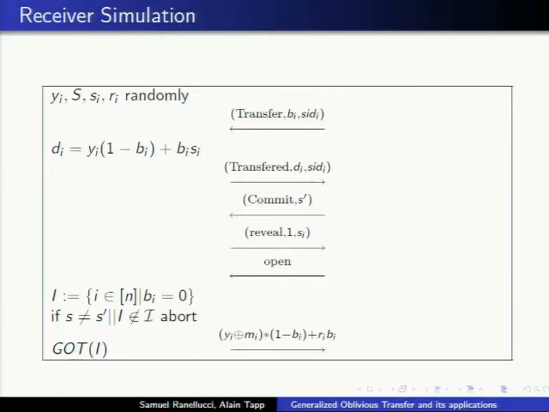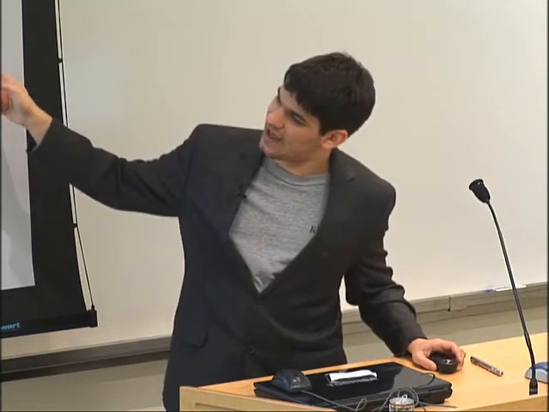Here, it's the receiver that's corrupted, and we're trying to simulate that, and it's just simulating what the protocol would look like. And the only flaw in this is that if he tries to cheat and guesses S correctly, well, then that's the only case where the simulation really fails. But that happens only with exponentially small probability.